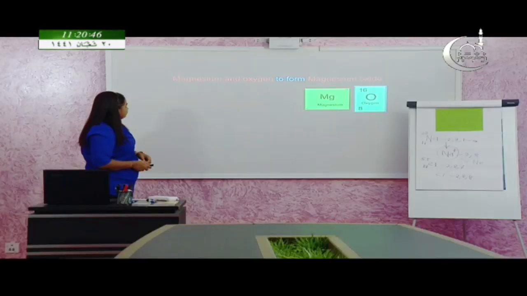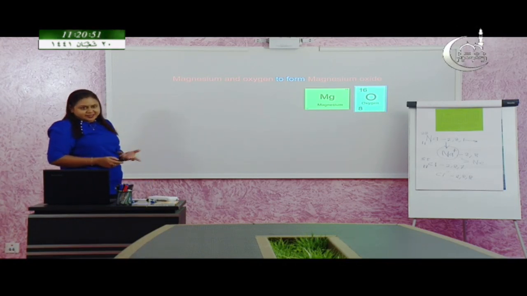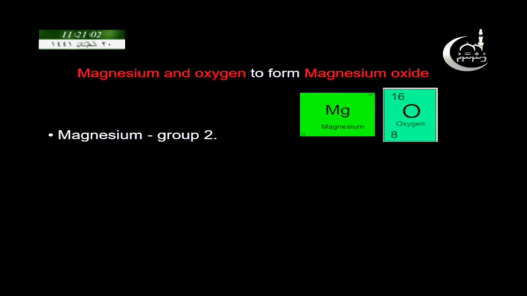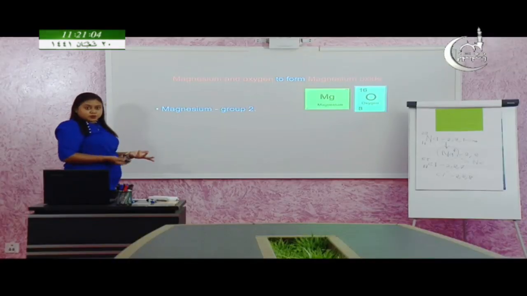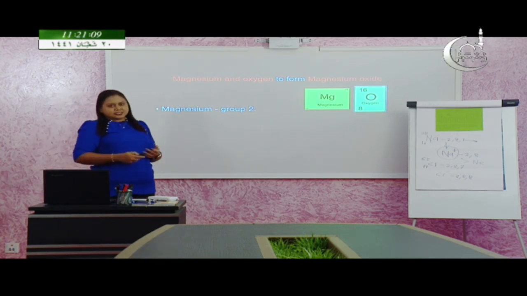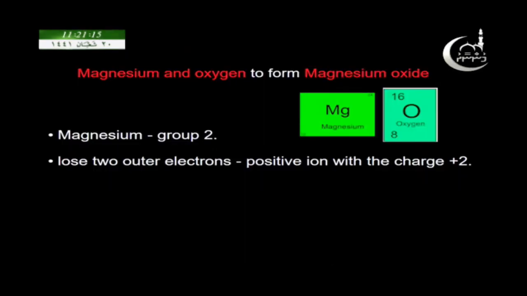One more example. Magnesium and oxygen to form magnesium oxide. You know how to write the electronic configuration now. We will just go ahead with the electronic structures. So, you have magnesium, oxygen. So, as you know, magnesium is in group 2, which means magnesium being a metal will lose the 2 electrons to gain the stability. So, it loses 2 outer electrons, and what happens when it loses 2 outer electrons? It forms a positive ion. What do we call the positive ion? It is a cation.